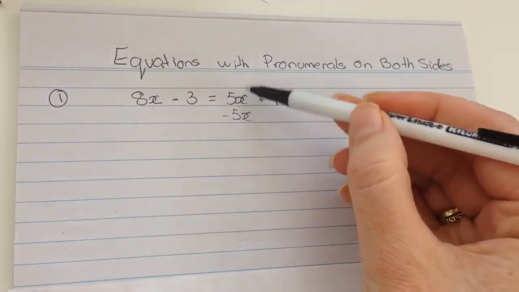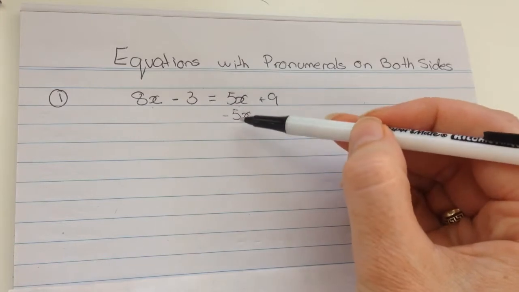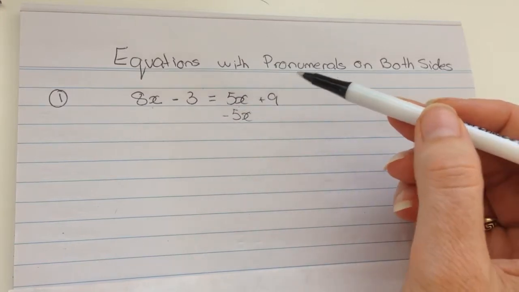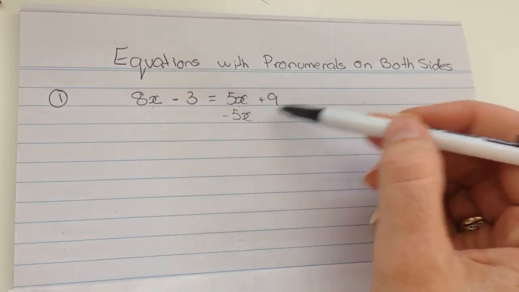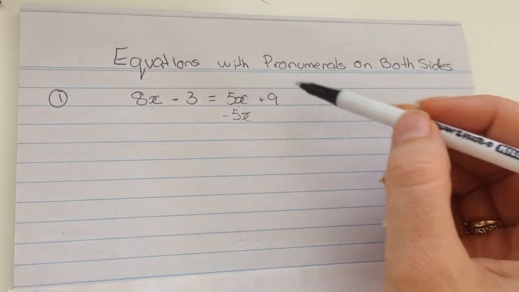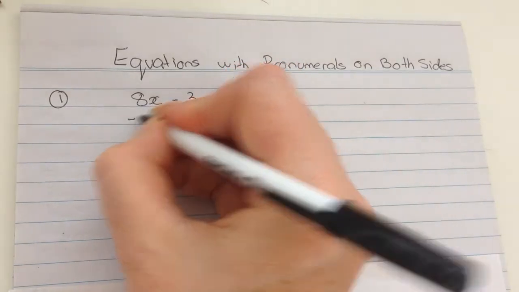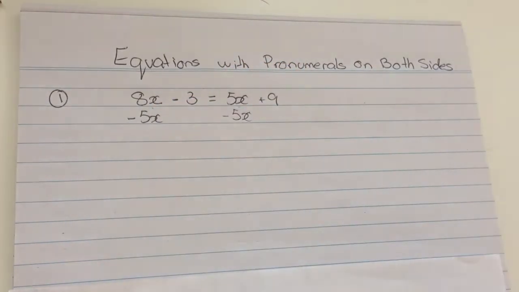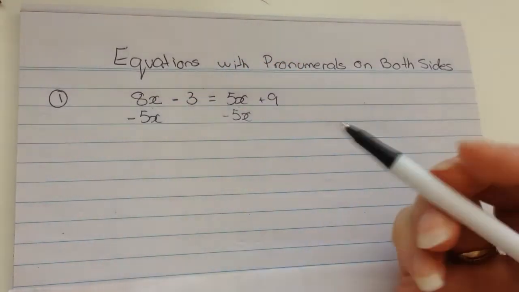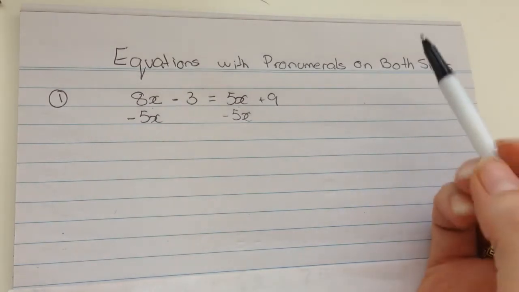Note that I've written it under here because that is the only term I could subtract x from, because you can only subtract like terms. I cannot subtract 5x from the 9. If I've subtracted 5x on the right hand side of the equation, I must also subtract 5x on this side of the equation, again making sure I am only collecting like terms.